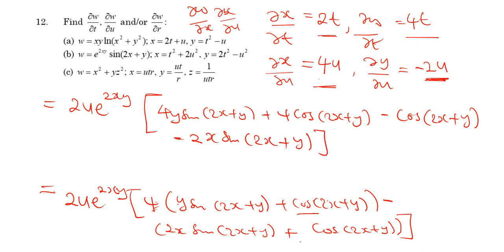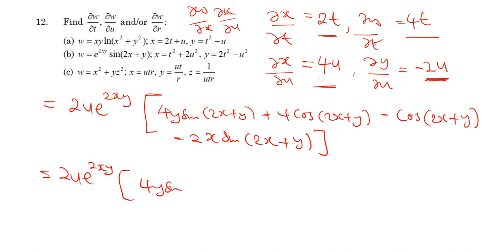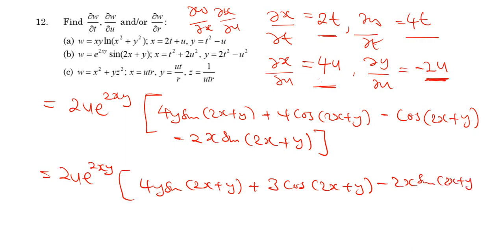Okay, so writing this, this is just going to be equal to 2u e to the 2xy, then 4y sine 2x plus y. I subtract these two here, this gives me positive 3 cos 2x plus y, then the minus 2x sine 2x plus y remains there. And like that, I have found my partial of w, partial of u as required.